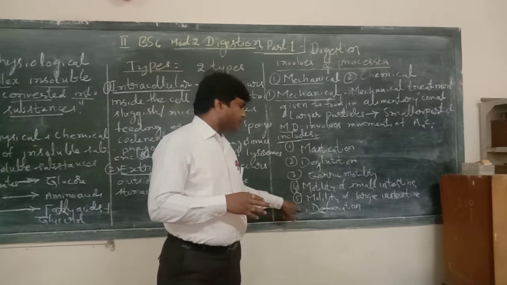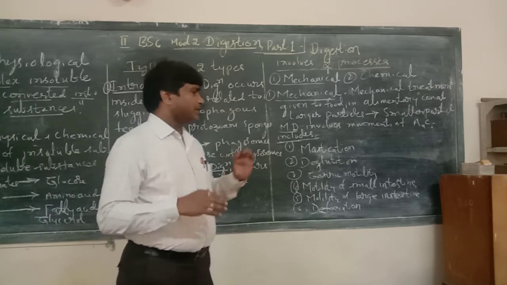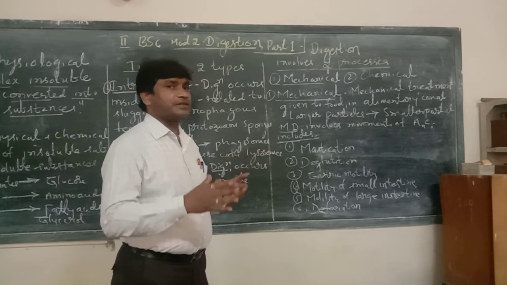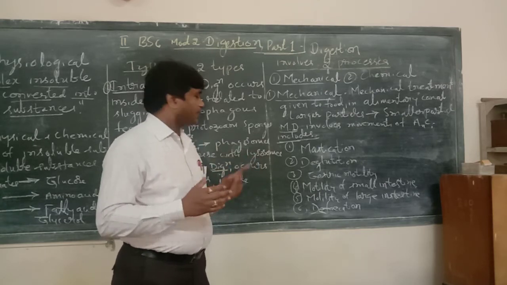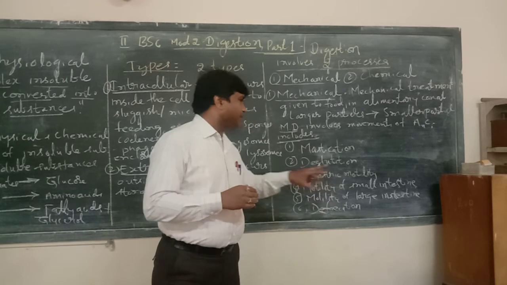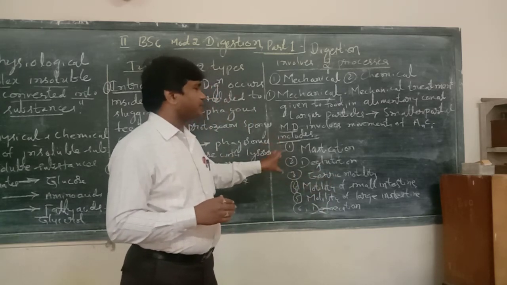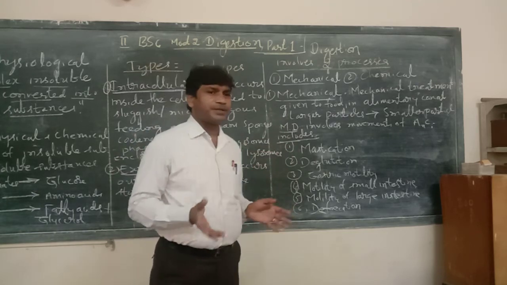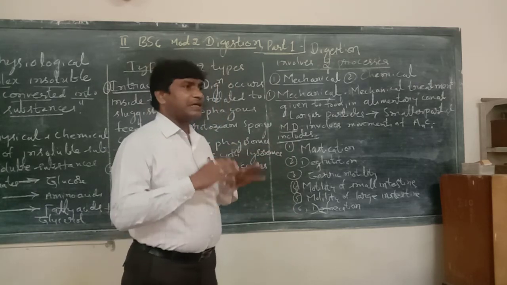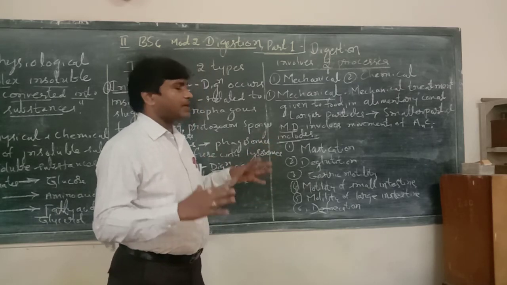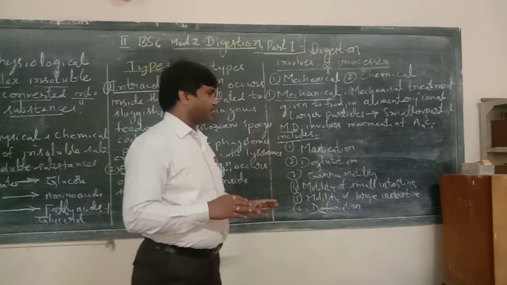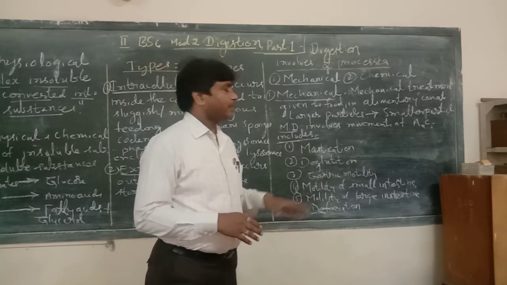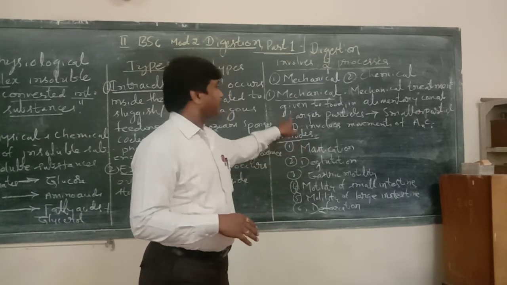After that comes defecation. Defecation is the excretion or expulsion of the undigested food, called feces or waste, out of the body. That process is called defecation. These are all the different phases involved in mechanical digestion. Mechanical digestion is where the food is given mechanical treatment. In the next class, let's discuss the chemical digestion in detail.